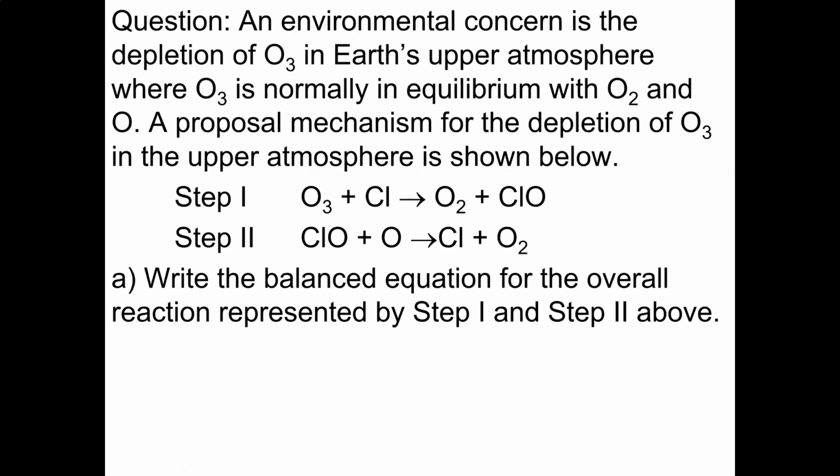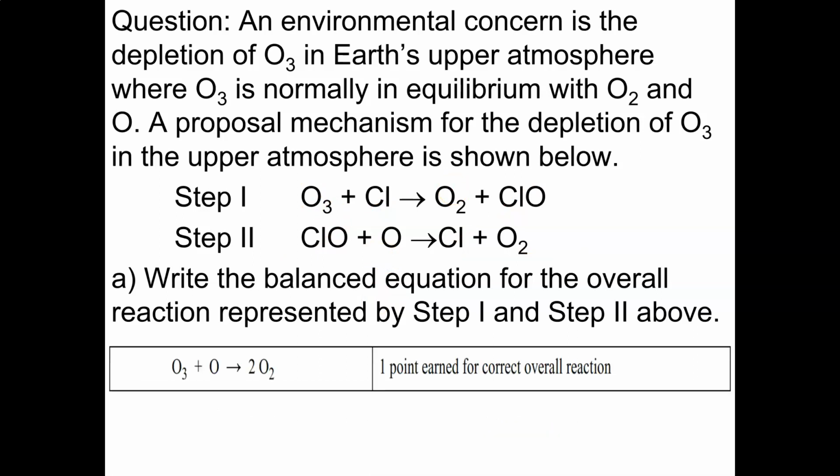All right, an environmental concern is the depletion of O3 in the Earth's upper atmosphere, where O3 is normally in equilibrium with O2 and O. A proposed mechanism for the depletion of O3 in the upper atmosphere is given. Write a balanced chemical equation for the overall reaction represented by step 1 and 2. All you have to do for that is bring it down like you would do Hess's law. ClO, have a nice day. Cl, have a nice day. O3 plus O produces 2O2.